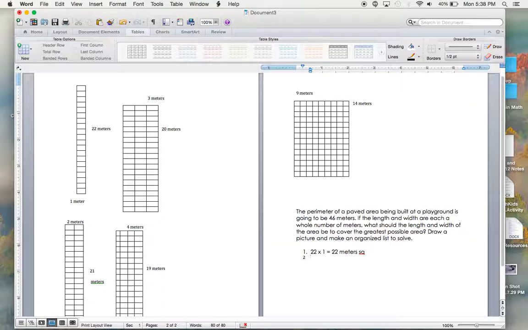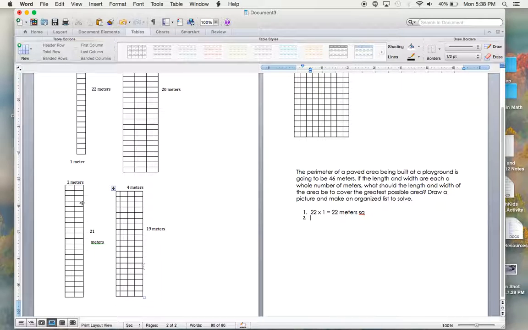So let's look at the second one. The second one is 2 meters by 21 meters. That would give us a perimeter of 46. But again, we're trying to find the area that covers the greatest amount. So let's take it over here, and we have 21 meters times 2 meters. And that area would be 21 times 2, which is 42 meters squared. And again, the perimeter, the outside edge, is 46.